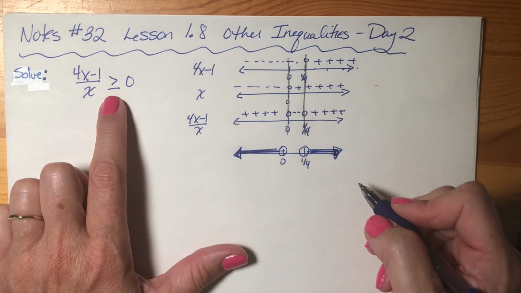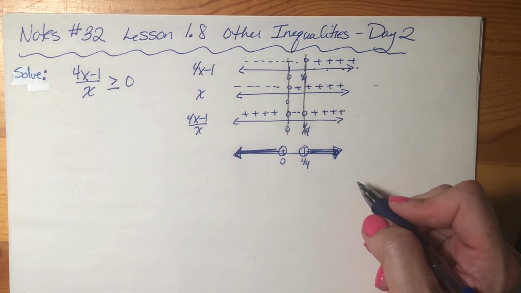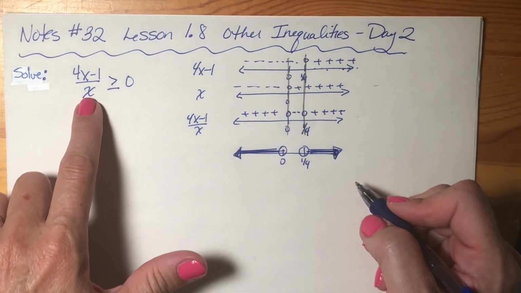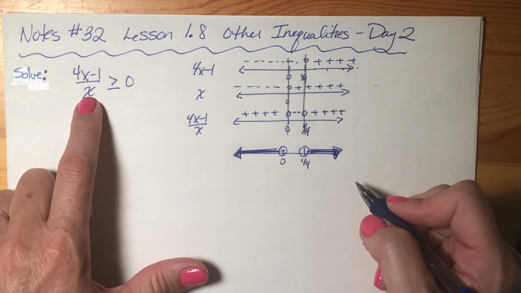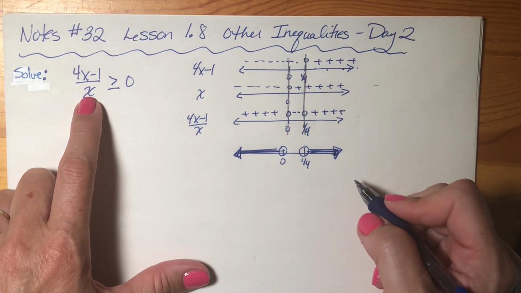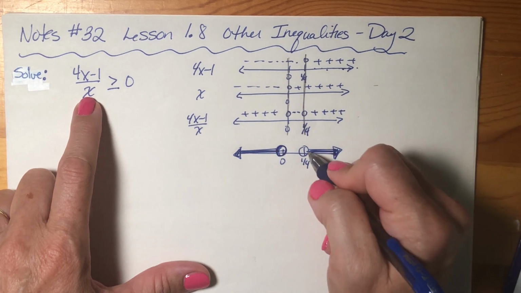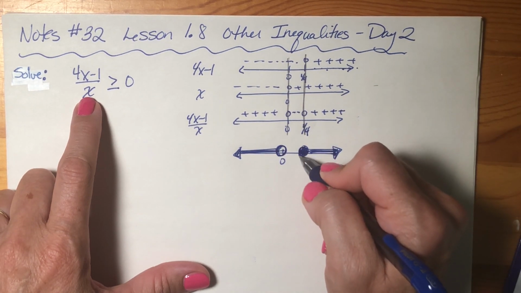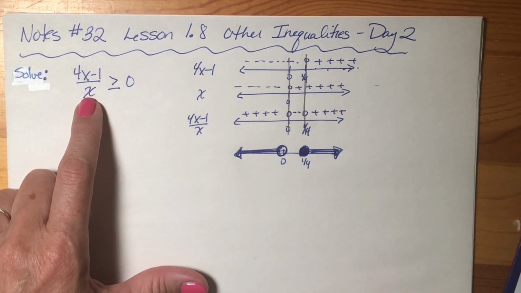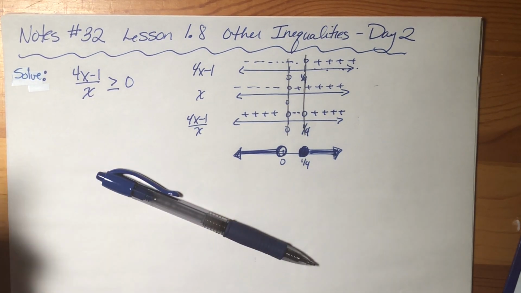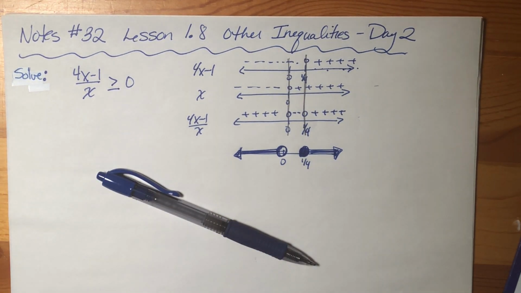But here's my problem. Can I have 0 in the denominator of a fraction? No, okay? It cannot be 0. So this has got to stay open. All right, but the 1/4, that's good. I can shade that one in. All right, so that's a nice little fun problem. Be really careful. Make sure your domain is part of your solution set.